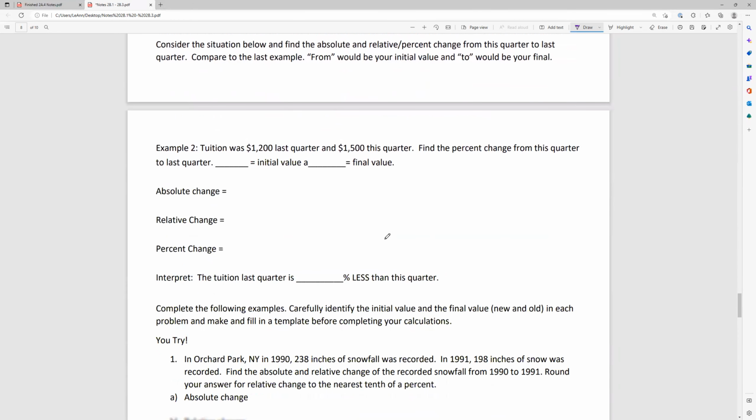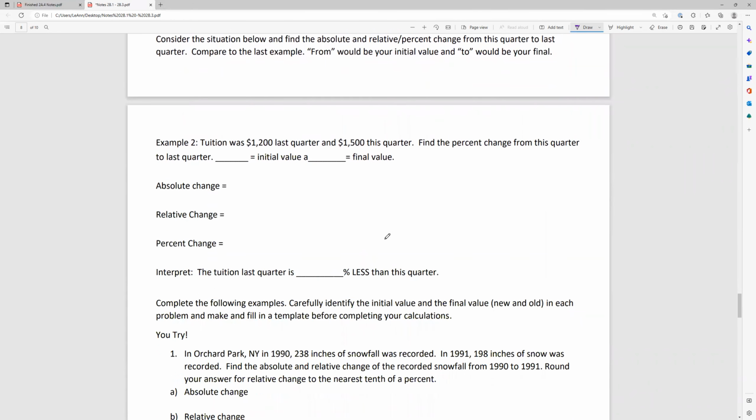So let's look at another example. Tuition was 1,200 last quarter and 1,500 this quarter. Find the percent change from this quarter to last quarter. From is the old, to is the new. So the way we've worded it in this problem, we're saying this quarter is now old in our frame of reference, and this is the new. So initial value is 1,500 in this scenario, and the new value, final value, is 1,200.